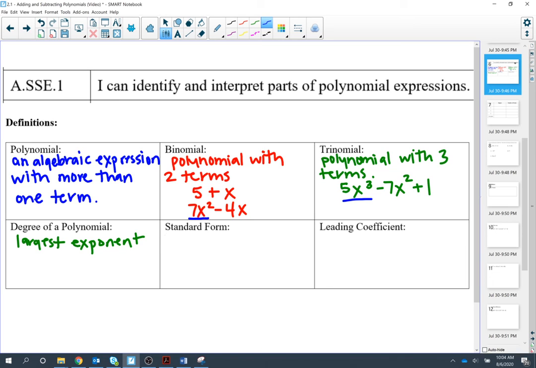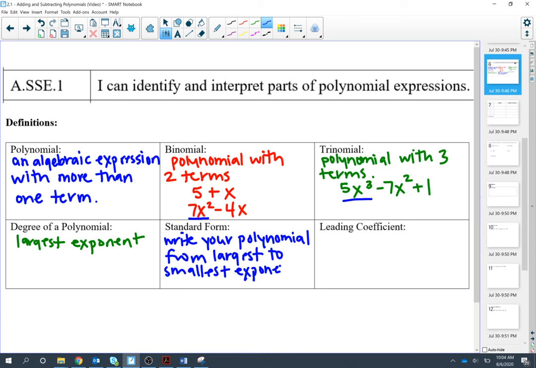Standard form is when you write your polynomial from largest to smallest exponent. If something has an exponent of 3, you put that first. If something has an exponent of 2, you put that second. If something has an exponent of 0, you put that last. Again, that will make more sense once we do it.